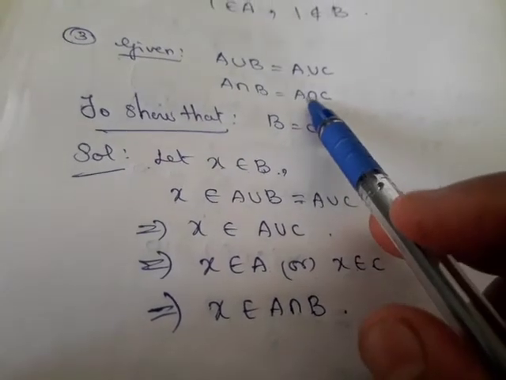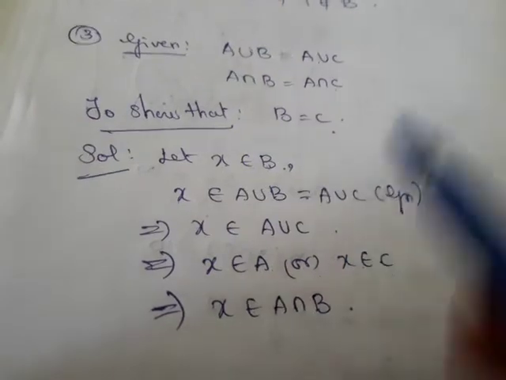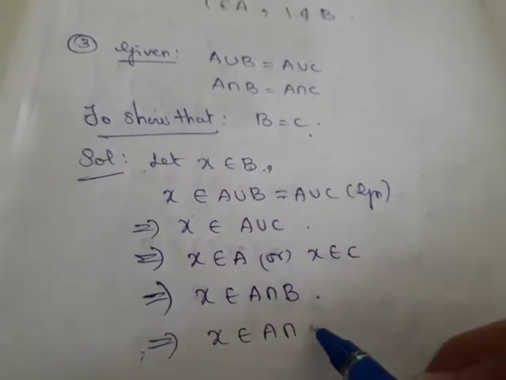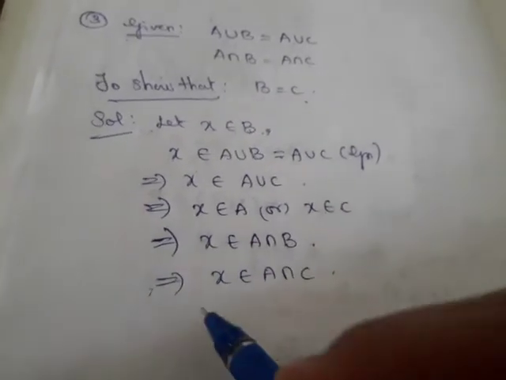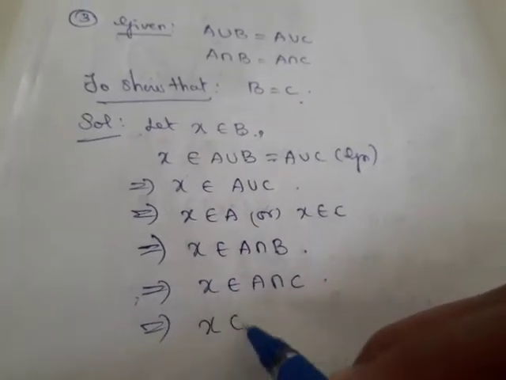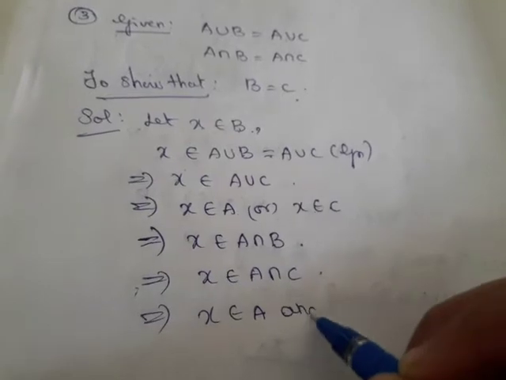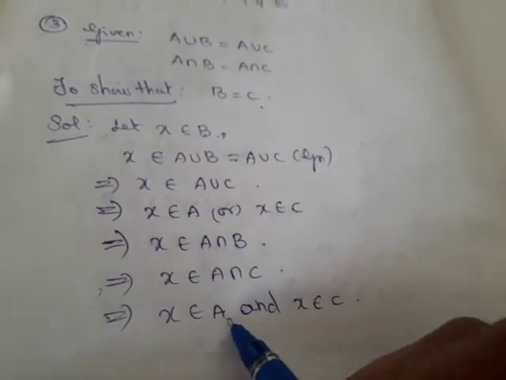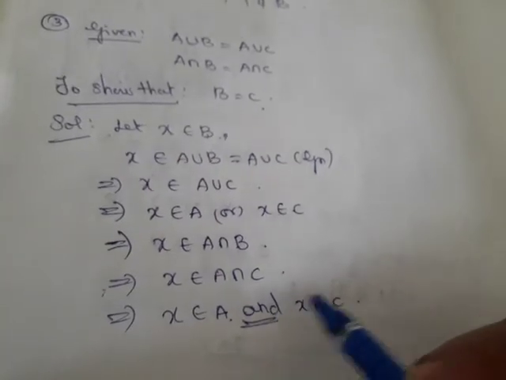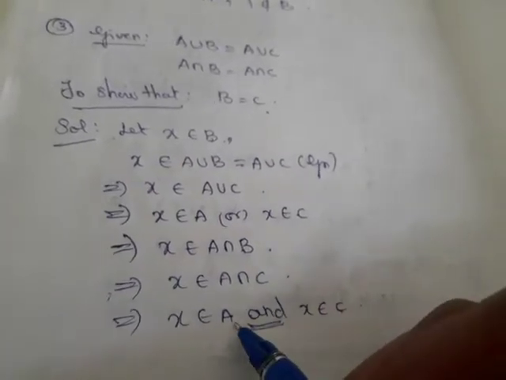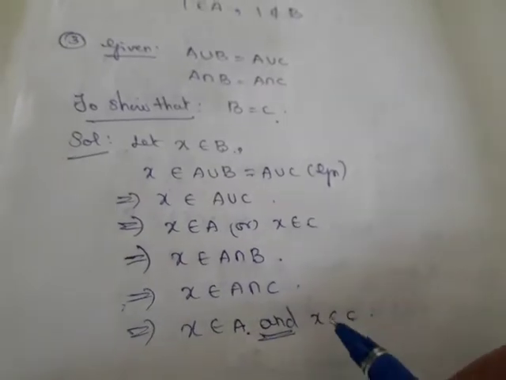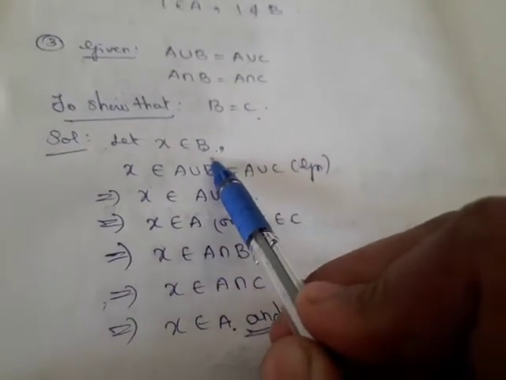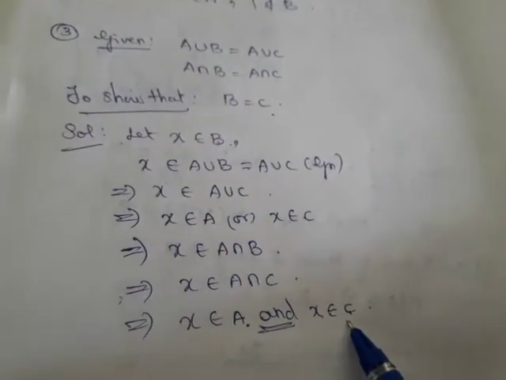But A intersection B is the same as A intersection C, which is given in the question. So this implies X belongs to A intersection C, right? What does this imply? X belongs to A and X belongs to C. So the element is there in the set C as well as in set A, right? Now we got the answer as X belongs to C. So we started with X belongs to A and we ended with X belongs to C.